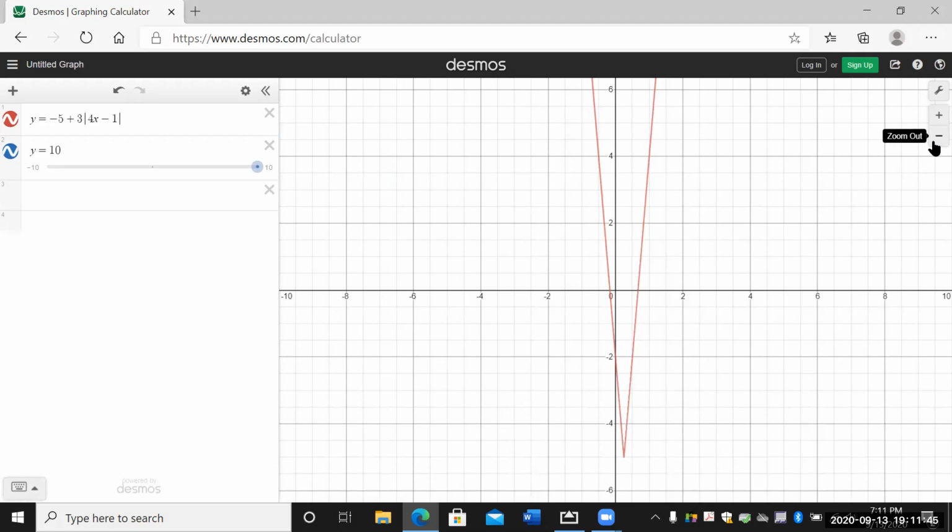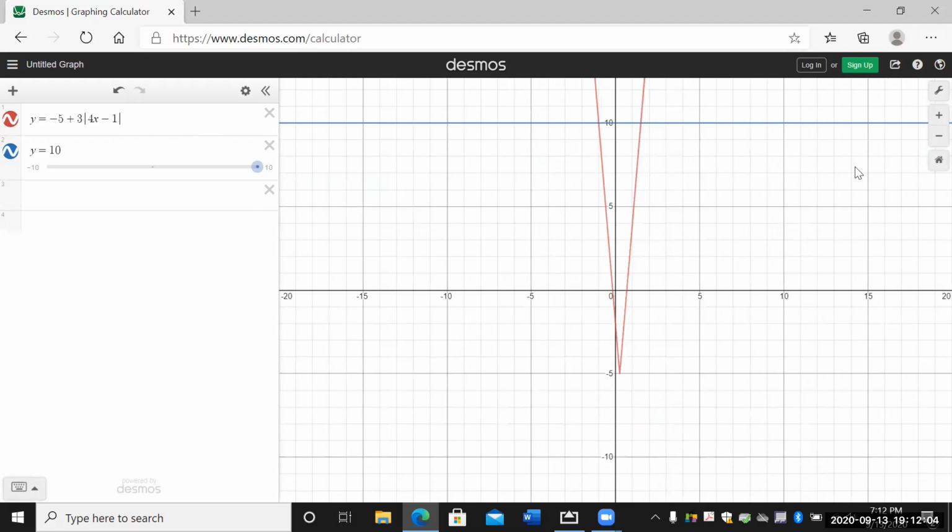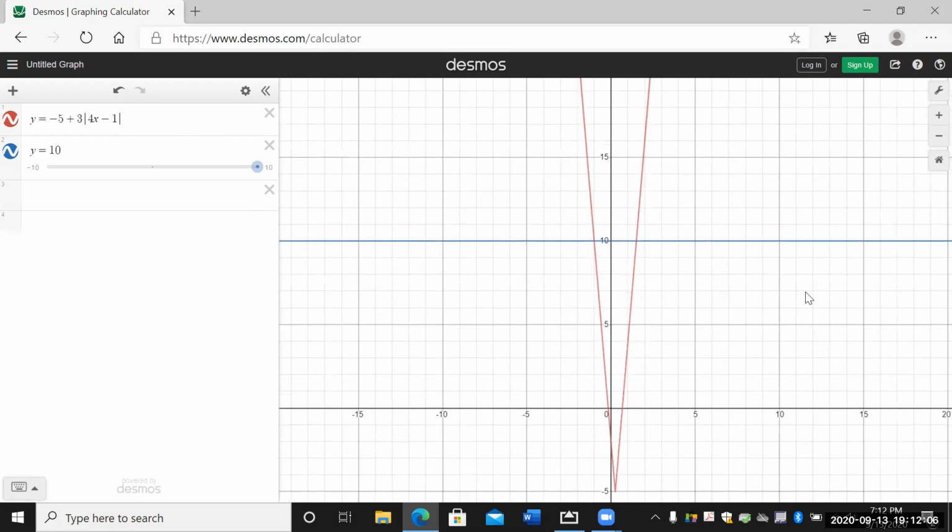So notice I only see one graph here. I only see the first graph. And from our first chapters, we should know that if I have an absolute value equation, that means I'm going to have a V shape, which I do. But notice that my second equation, y equals 10, is not currently showing on the graph. So I need to zoom out, okay? So I'm going to zoom out so I can see my graph. And you can kind of move it if needed. So notice here are my 2 intersection points, okay?